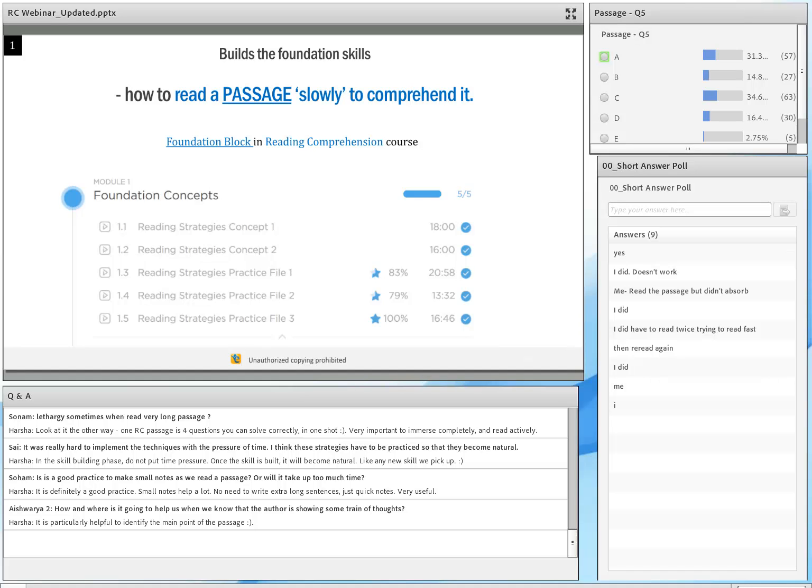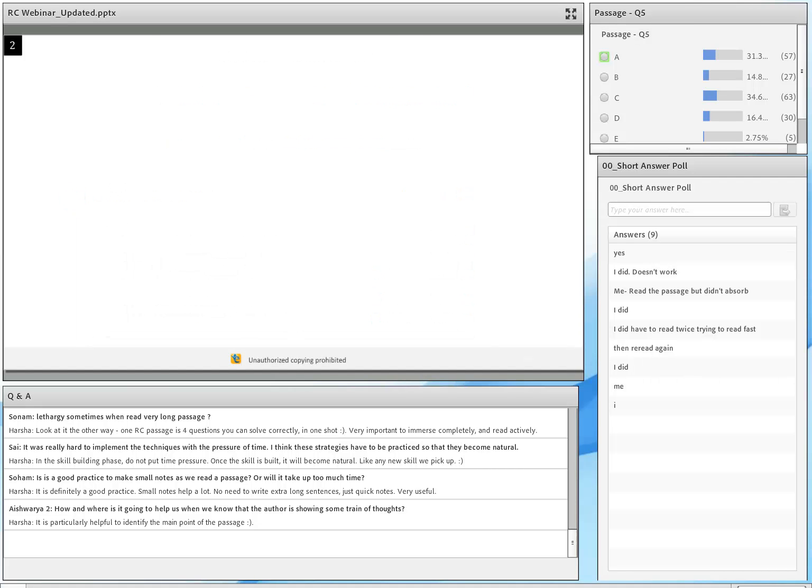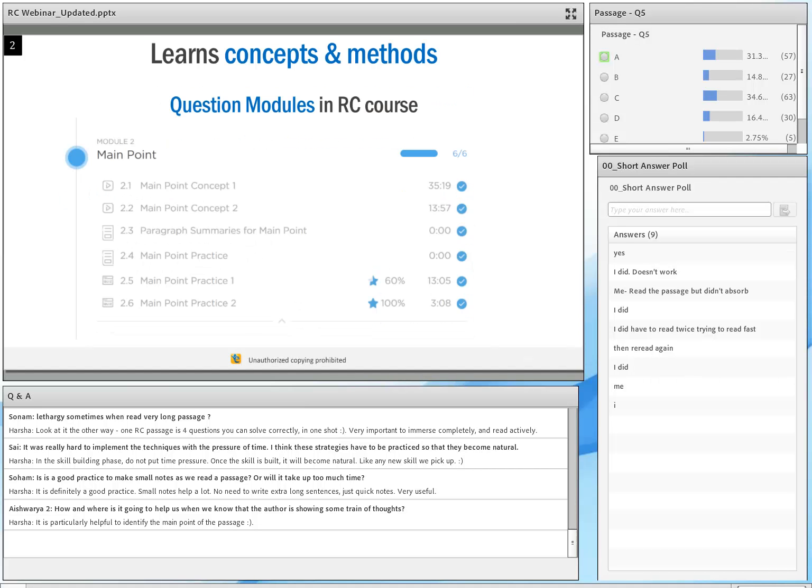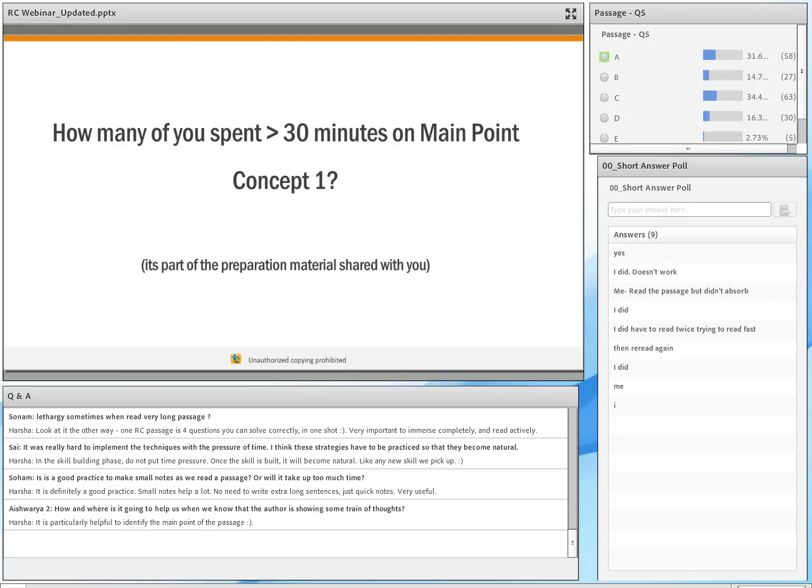Then we teach you how to read an RC passage. We have reading strategies files, and then we evaluate your reading strategies over here. You get feedback that's personalized to you, feedback which is given to you right then and there. Then you learn your main points, and you've seen some of the main point files over there. Then you evaluate it on that main point. Then you look at other concepts, such as inference, detail, purpose, overall.